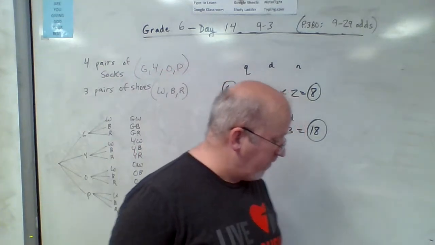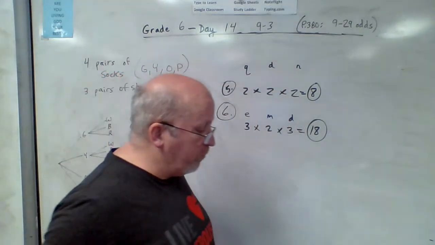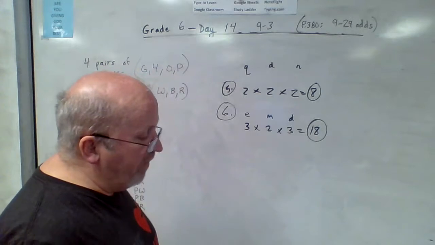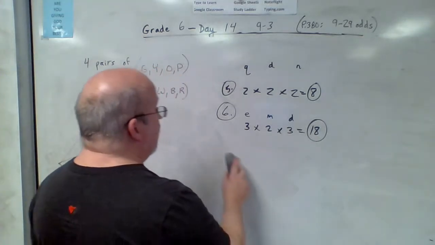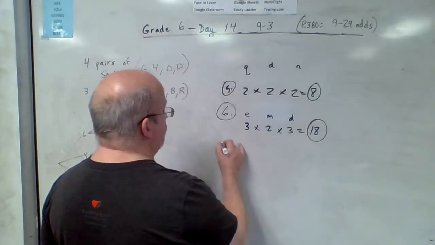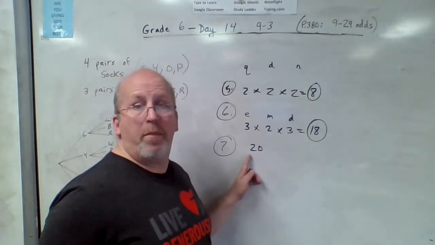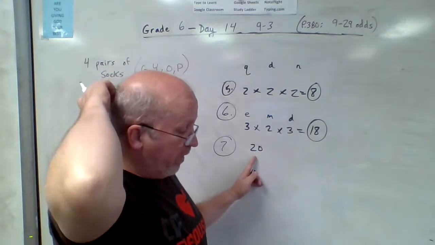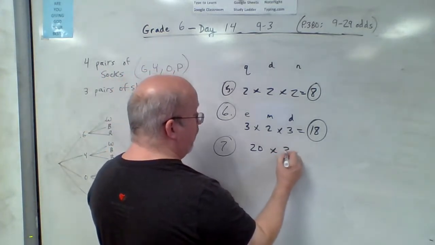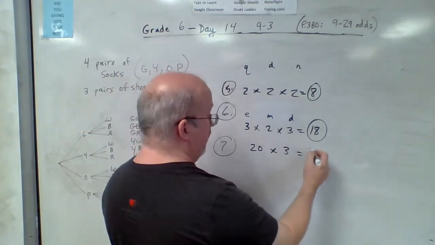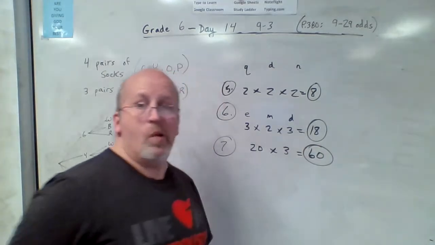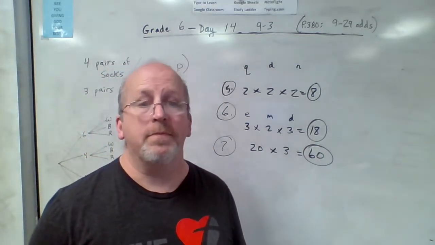Let's try number 7. Choosing a card from 20 different cards and then spinning the spinner that's at the right. Well, if there's 20 cards, that must be 20 different possibilities. The spinner at the right has 3 different possibilities. Using the fundamental counting principle, we get an answer of 60.